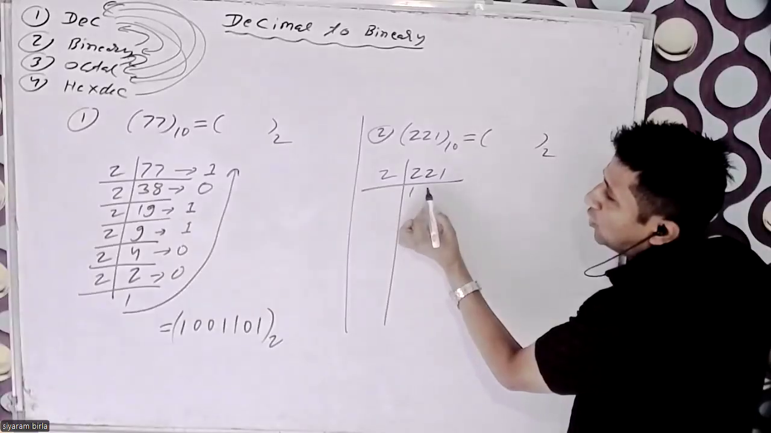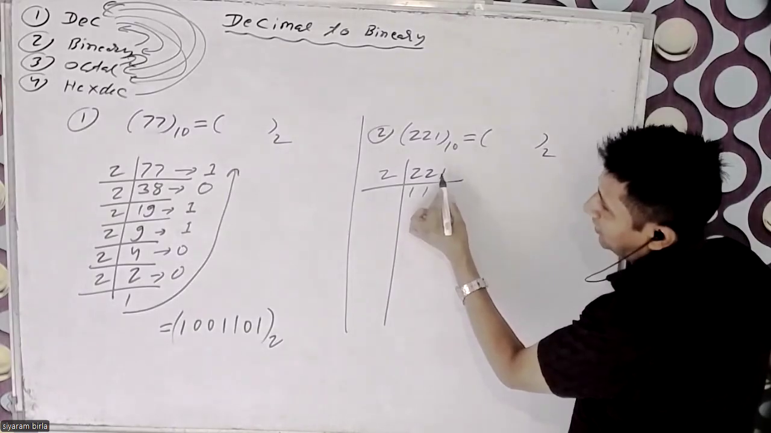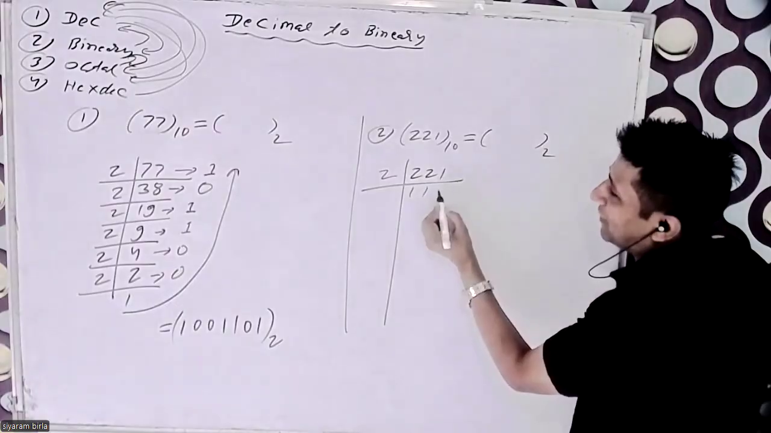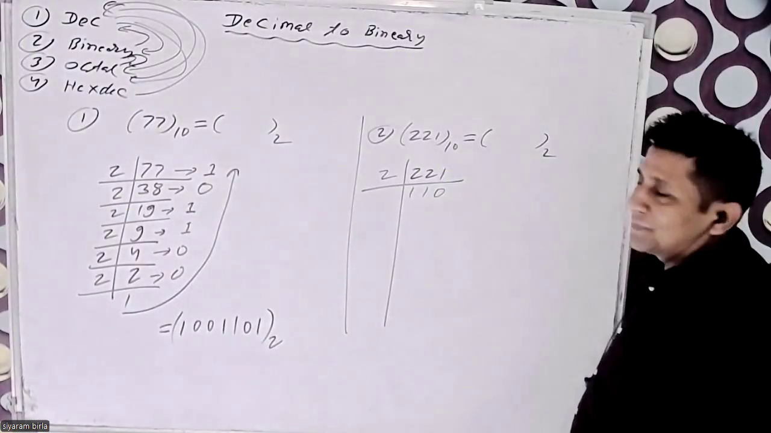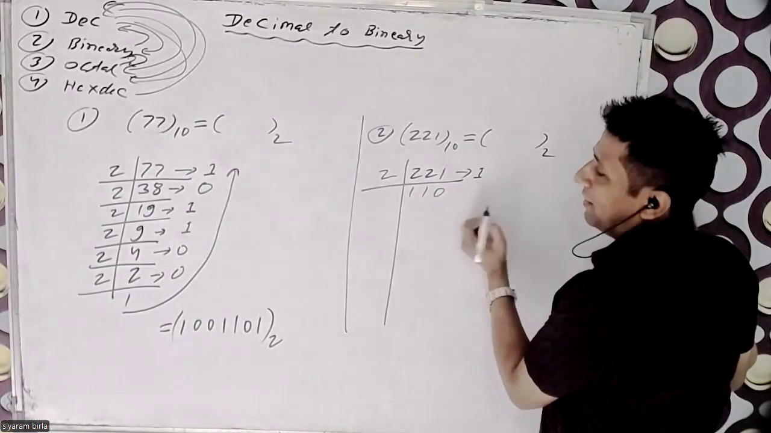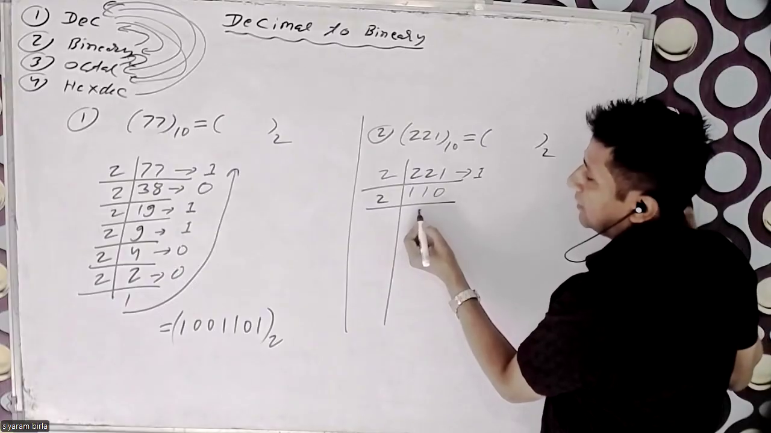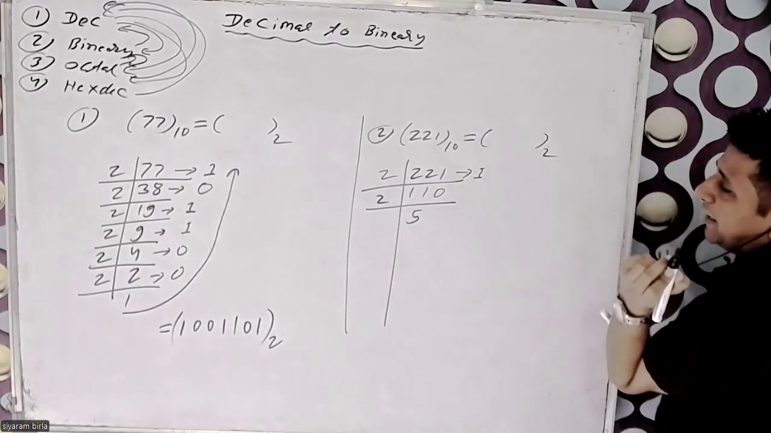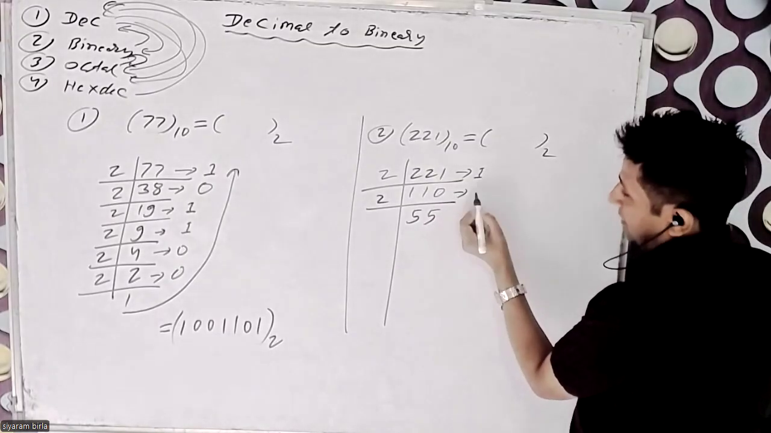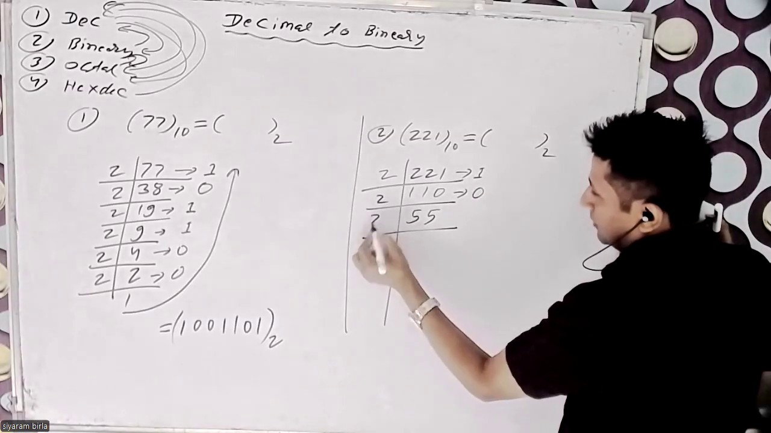So 2 1s are 2, 2 1s are 2, and the remaining part is 1. Sorry, 1 is there, not remaining. 1 is there, so 2 is not divided by 1, so it's 0. So here the remaining part is 1. If I'm dividing by 2, so 2 5s are 10, and the remaining part is 1. 2 5s are 10, and the remaining part is nothing, so I can mention the 0.